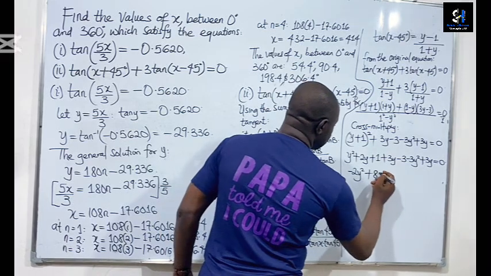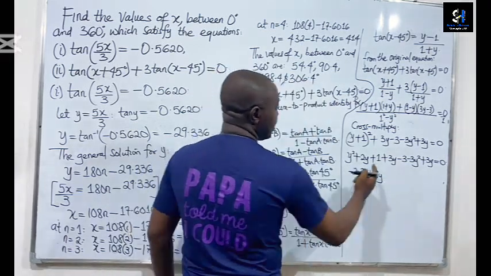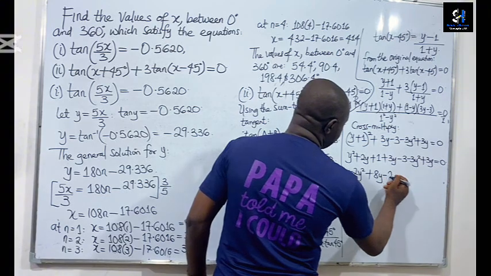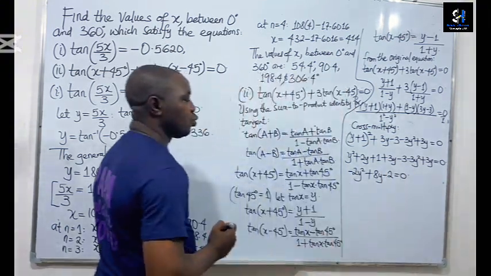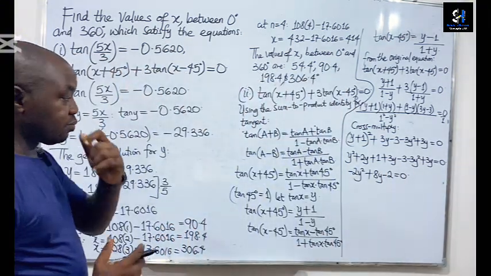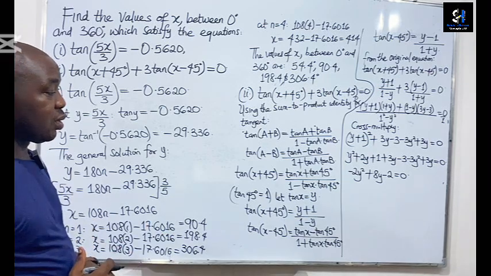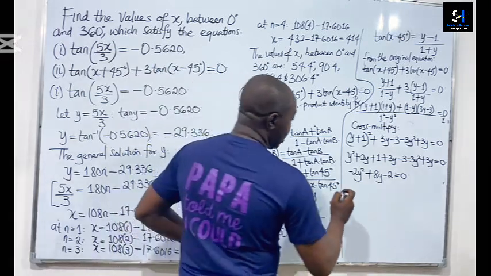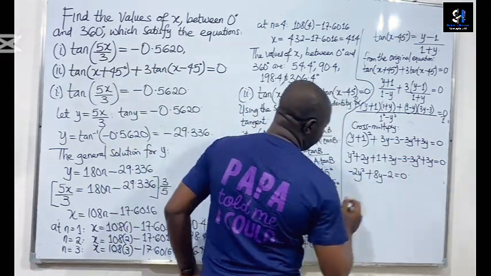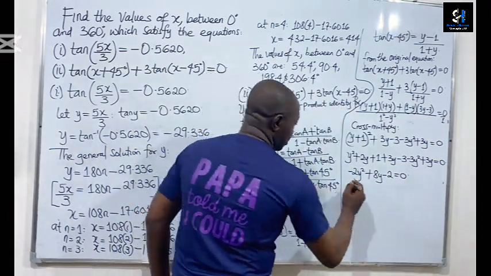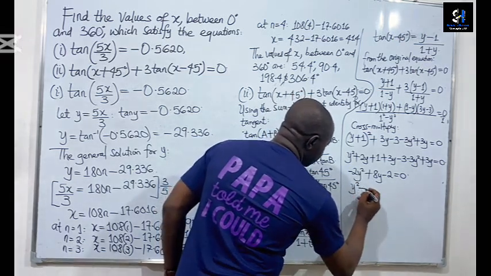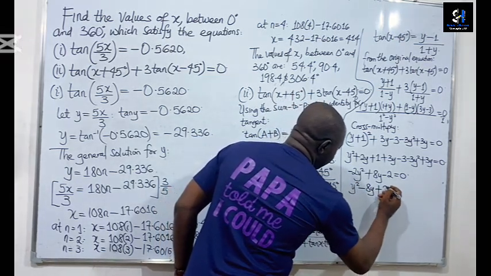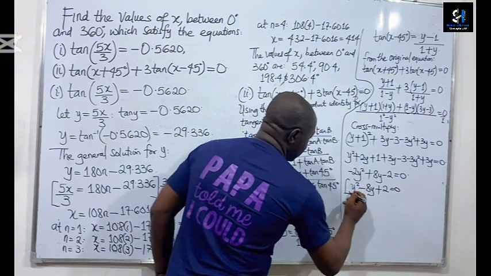So this will be plus 8y. Then 1 minus 3, that will be minus 2. Then that will be equals to 0. That is minus 2y squared plus 8y minus 2 equals 0. Okay, so now I'm going to carry everything over to the right hand side, so that this will be y squared minus 8y plus 2 equals 0.